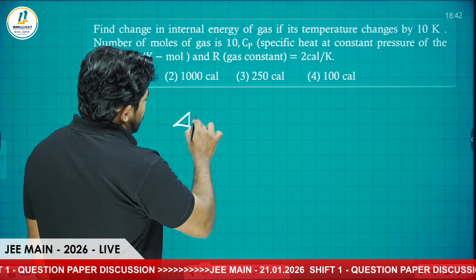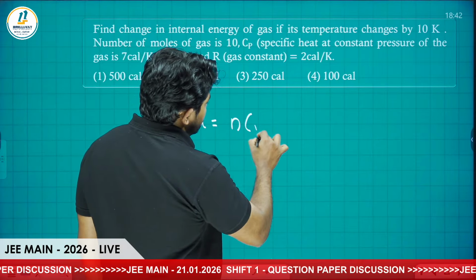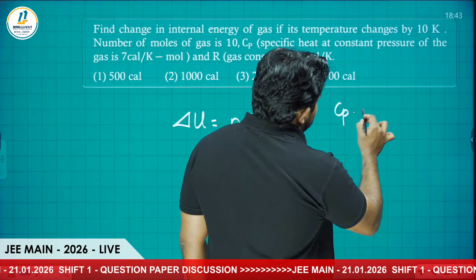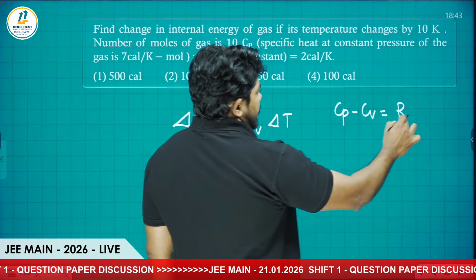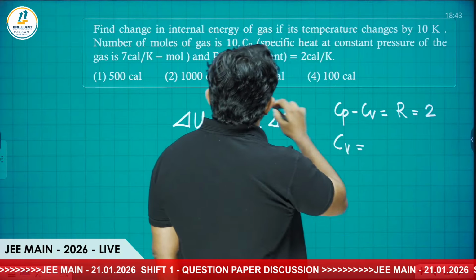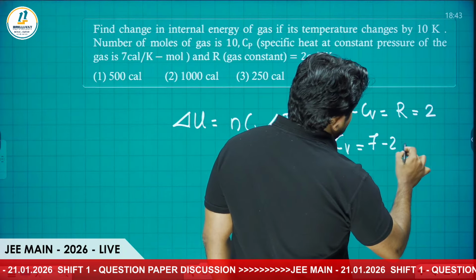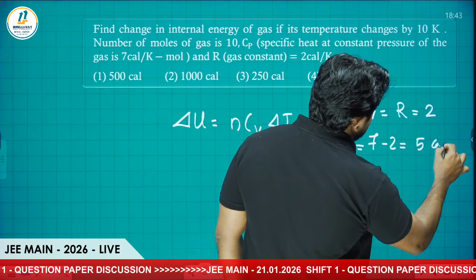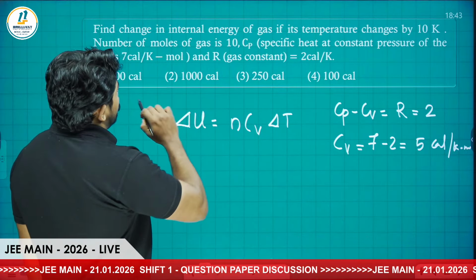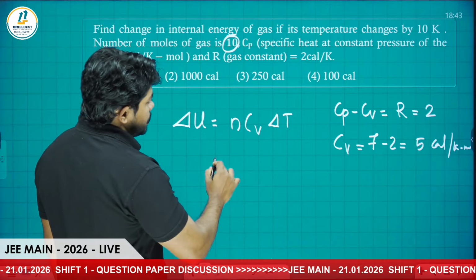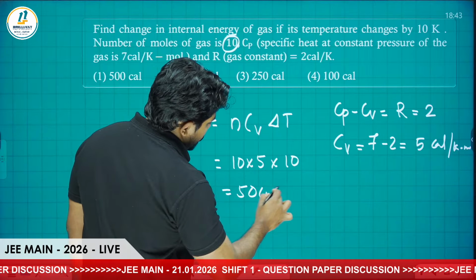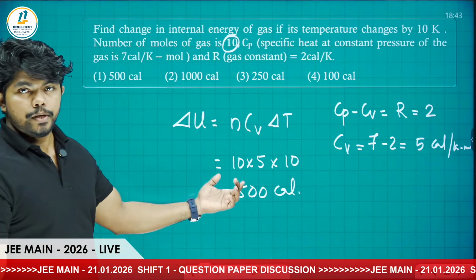So what is the change in internal energy? Change in internal energy can be taken as n Cv delta T, right? So what is Cv here? We know that Cp minus Cv is equal to R, and that is given as 2 calorie per Kelvin. So Cv is equal to Cp, which is 7, minus 2, we get 5 calorie per Kelvin mole, right? N is given, the number of moles, and the change in temperature is also given. So 10 times 5 times 10, that is 500 calories. So how easy this question is.